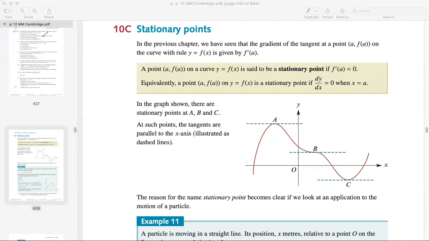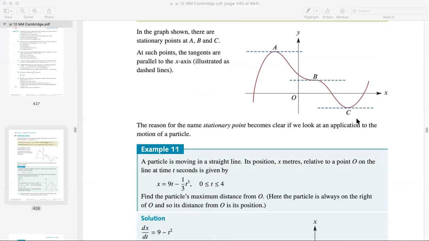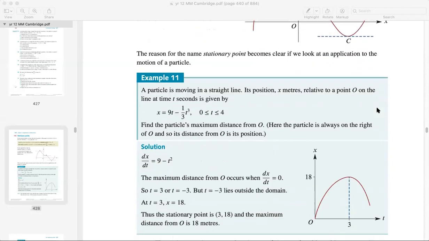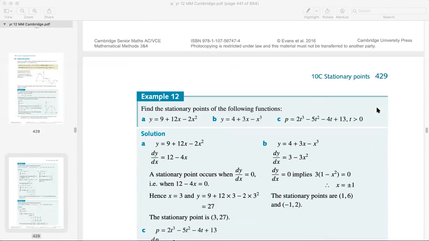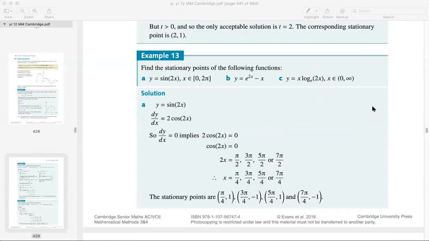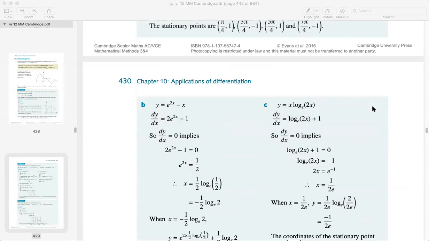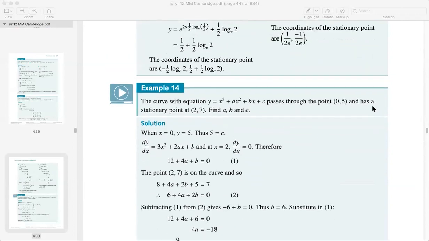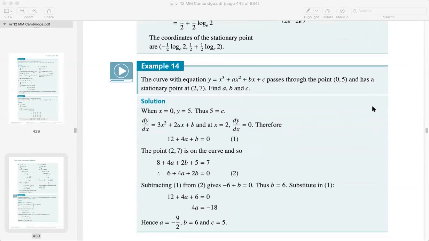So, for 10C, it just introduces some ideas about what a stationary point is, and then the rest of them just do some calculations. Okay. So every time we see stationary points in the final year exam, they essentially just ask us to take the derivative and make it equal to zero. The only example I want to emphasize here is example 14.